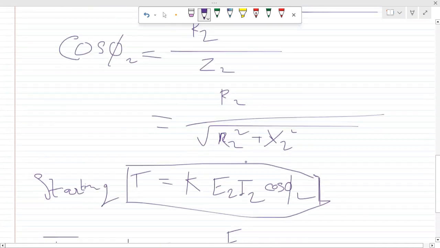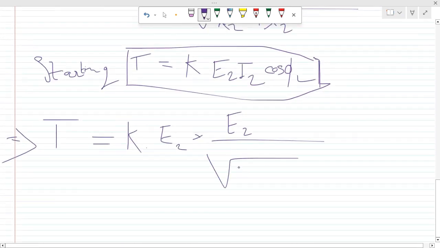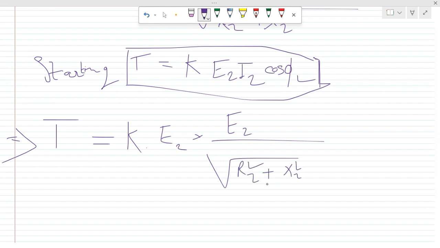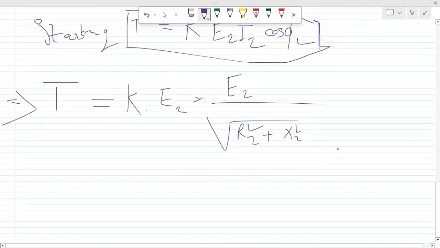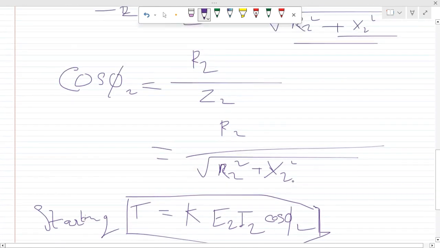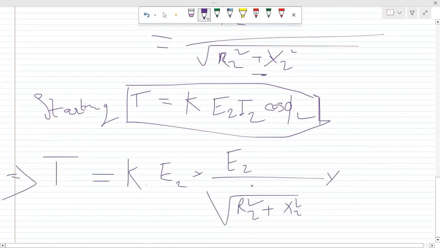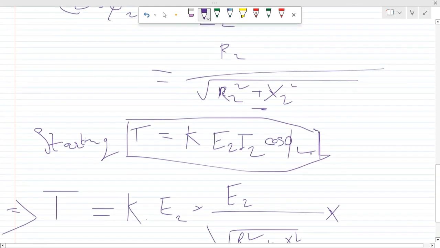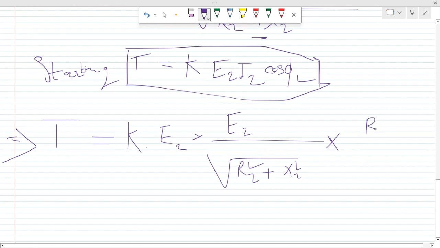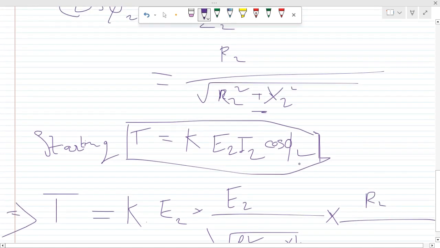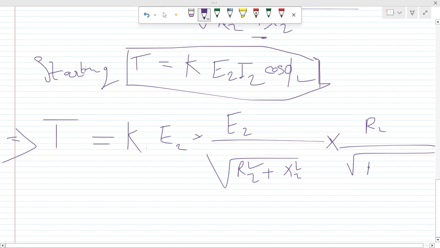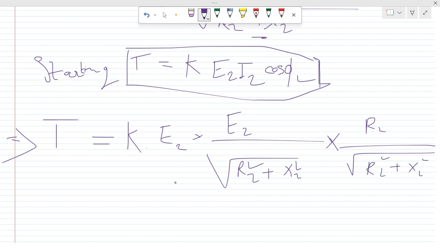by root under R2 square plus X2 square. All right, and which is multiplied by cos phi 2, which is this value. So I can write it, multiplied by R2 by root under R2 square plus X2 square. This is very simple.